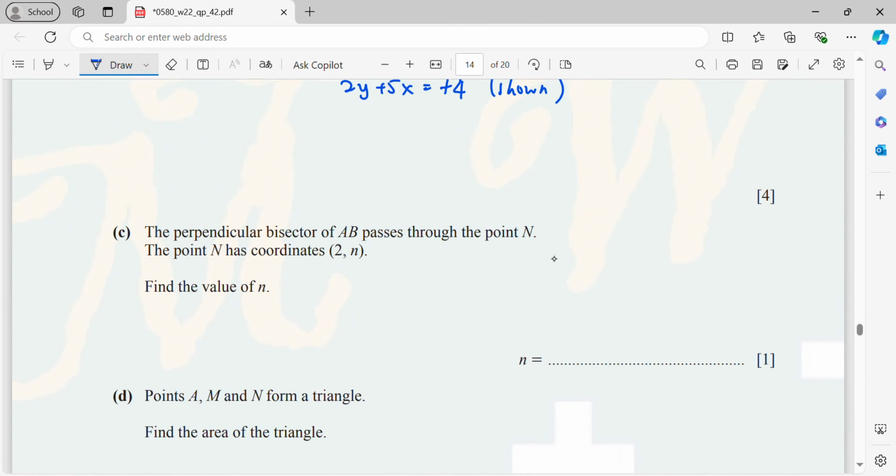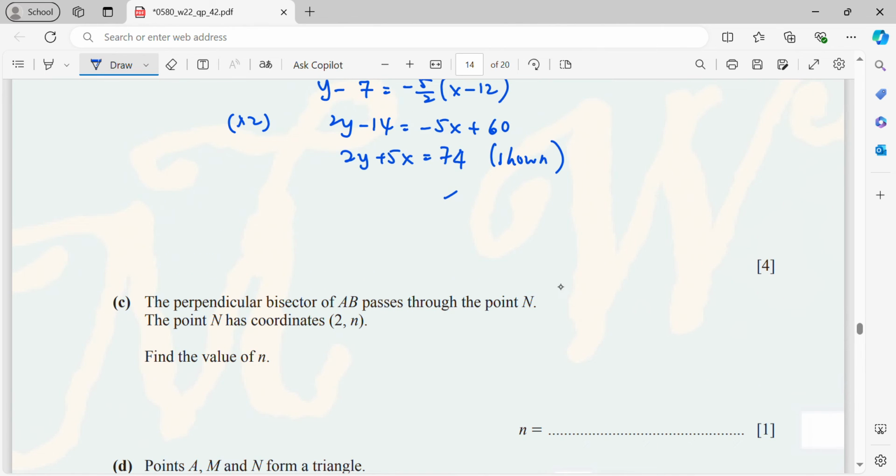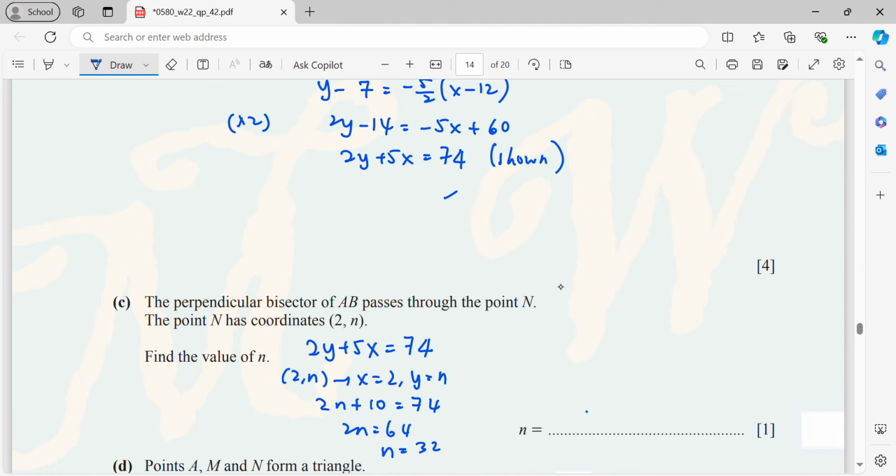Okay, now see the perpendicular bisector of AB passes through the point N. The N has coordinates 2, N. Alright, so now perpendicular bisector is given here. So just replace 2y plus 5x equals 74. Now 2, n means the x is 2, your y is n. That means now I get 2n plus 10 equals 74. 2n will be 64. Hence your n is 32.